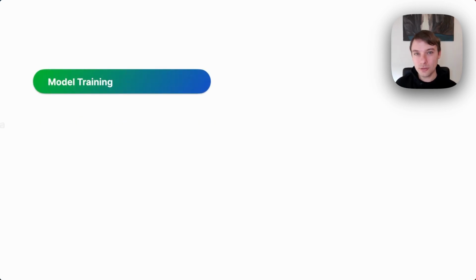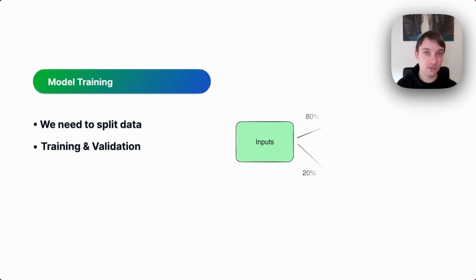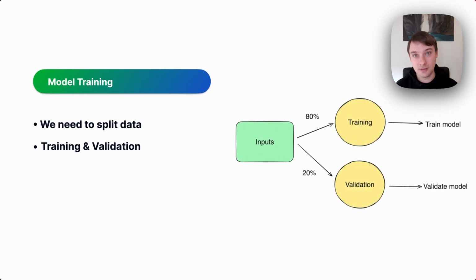Now, model training, how it works. So we need to split our data into two parts for training and validation. This image represents it. We have inputs, so our inputs are basically images of cats and dogs, and we need to split this into two parts: the training part and the validation part. Now, why do we do this?